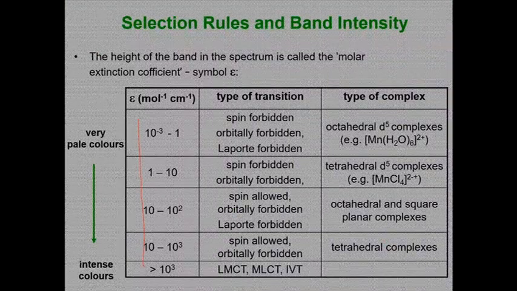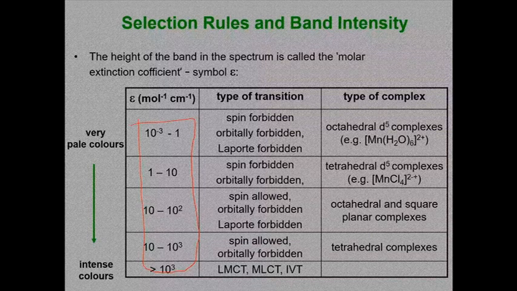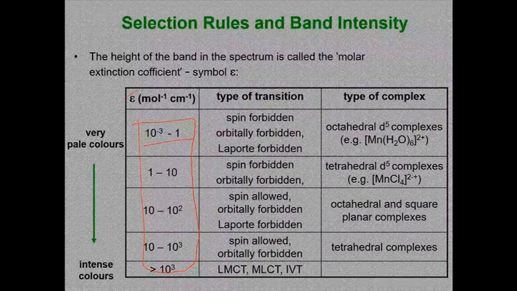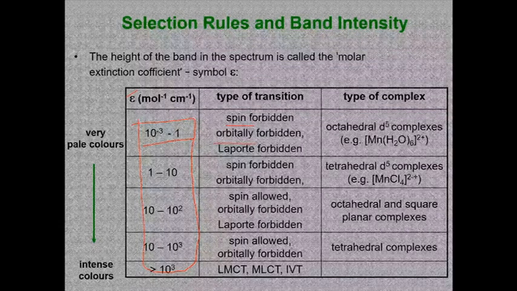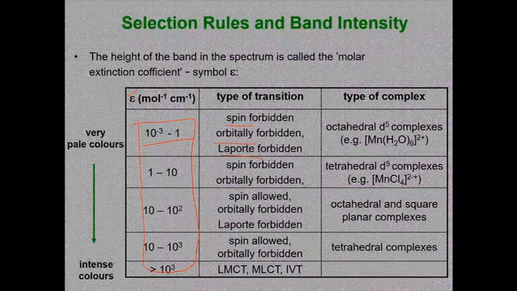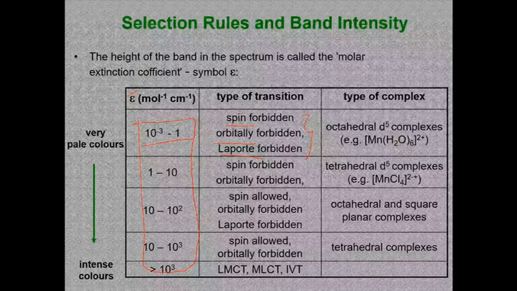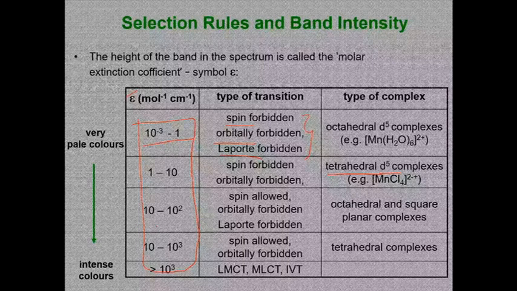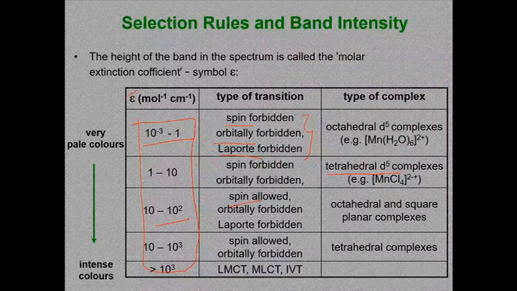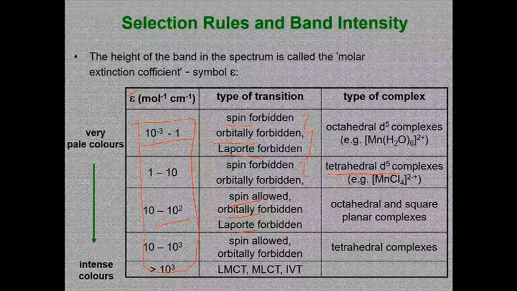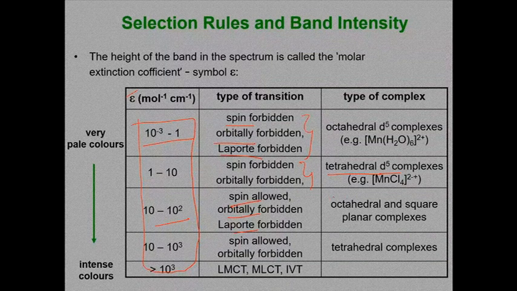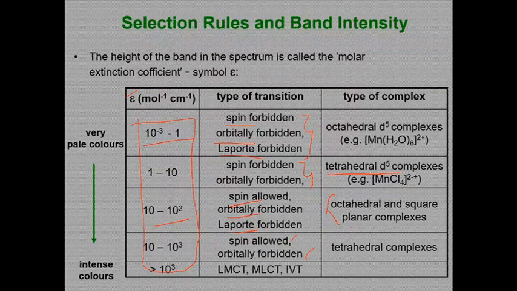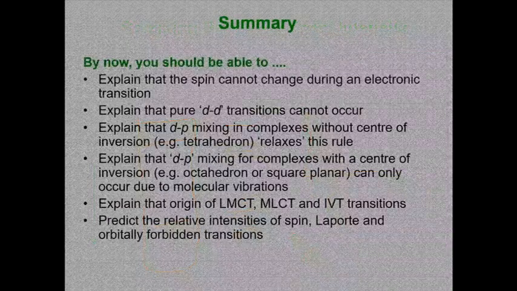You will need to remember this. Often in some problems the epsilon value is given. If it is given as this, you can simply ignore them because they are spin forbidden, orbitally forbidden, Laporte forbidden. All three forbiddens are there for octahedral d complexes, 1 to 10, and tetrahedral d5 cases. 10 to 100: spin allowed, orbitally forbidden, Laporte forbidden. So these two again are there, and these pertain to octahedral and square complexes. Spin allowed, orbitally forbidden are tetrahedral complexes.